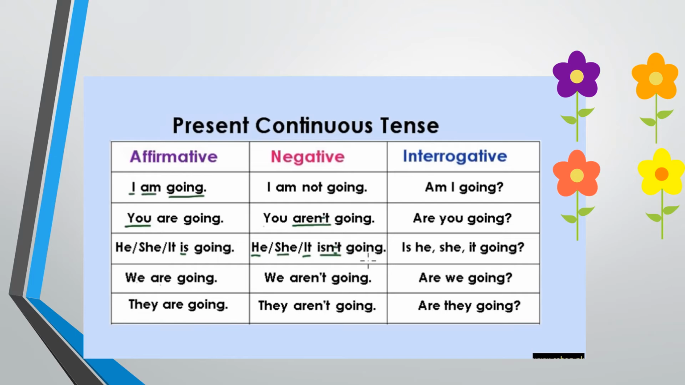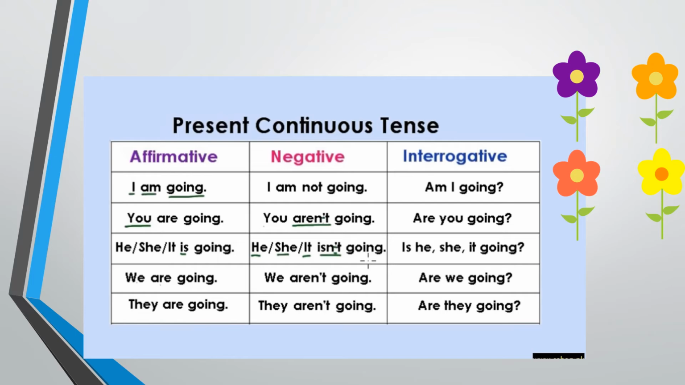When it is changed into a negative sentence, it becomes I am not going. Not will come just after your helping verb, that is am. When you change it into interrogative, it becomes am I going. Your helping verb will come at the start.